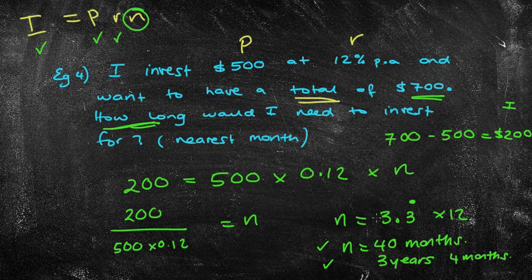Okay, remember, when you get N, this is in terms of years, but it asks us for it to the nearest month. Okay, I hope that made a bit of sense. It is pretty easy for the most part. The next lesson is going to be a bit more complex when we do compound interest, but certainly if you have any questions, please let me know.